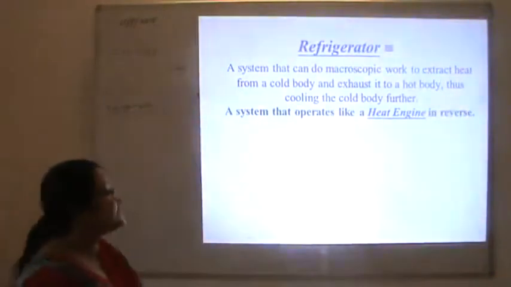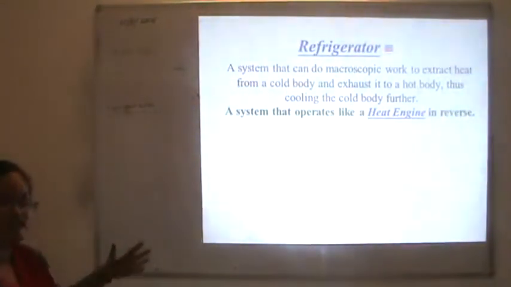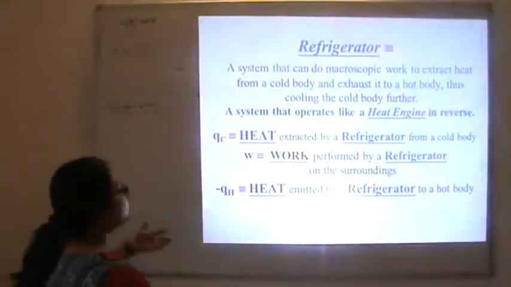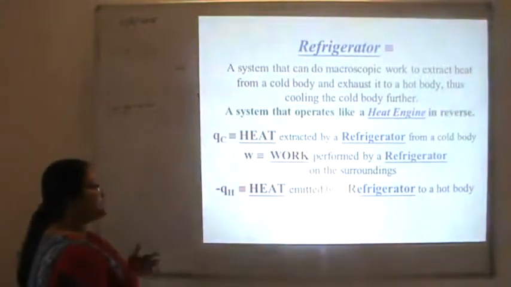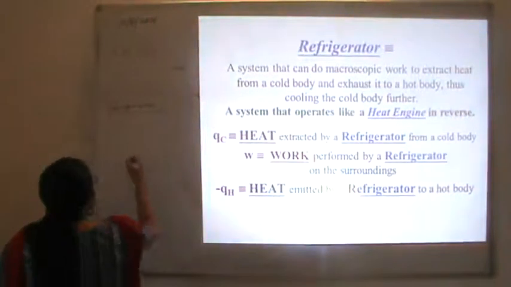A system that can do macroscopic work to extract heat from a cold body and exhaust it to the hot body, thus cooling the cold body, is called a refrigerator, and the system operates like a heat engine in reverse. So QC is the heat extracted by the refrigerator from the cold body, W is the work performed on the refrigerator, and QH is the heat emitted by the refrigerator to the hot body.